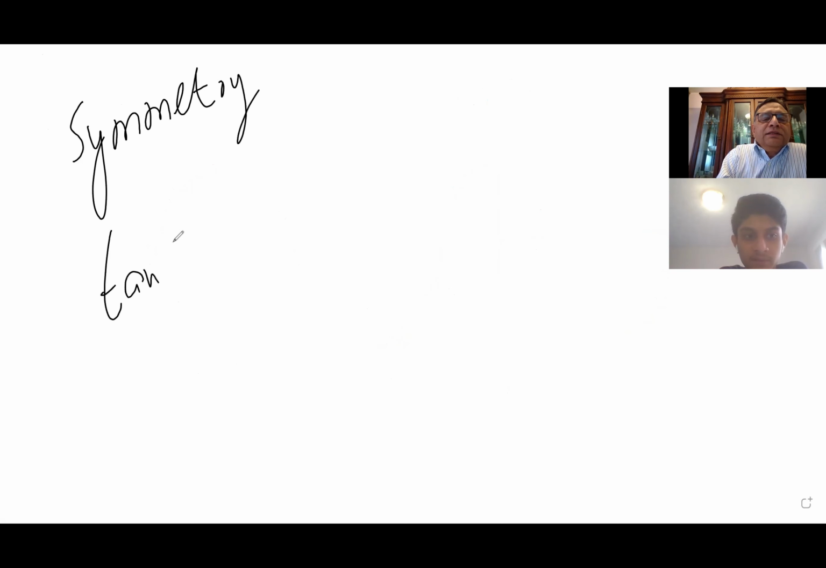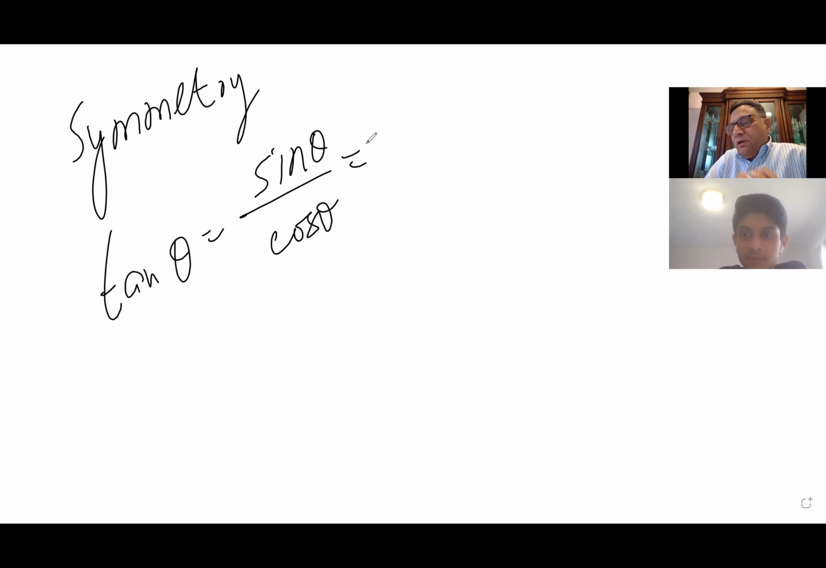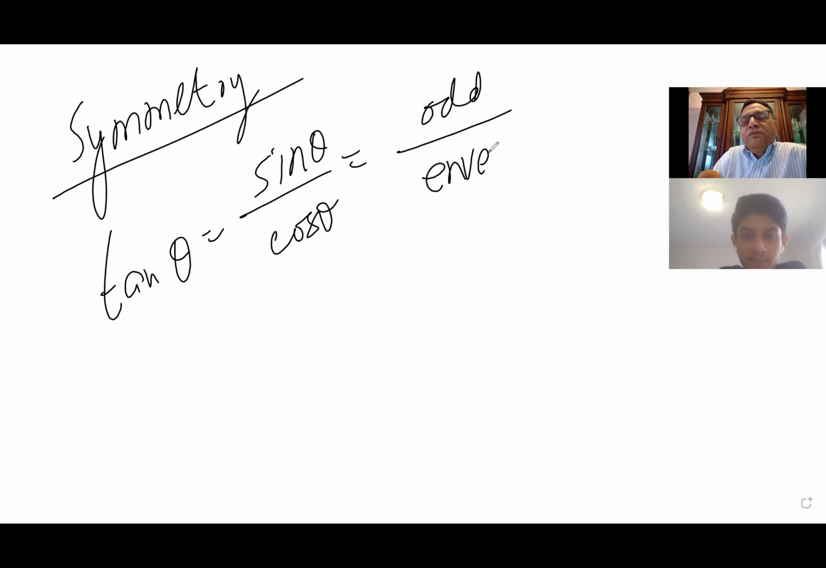Now, let's talk about the symmetry of tan. Tan theta is basically sine theta over cos theta. We are going to learn a very important formula here, which can be applied in general. As far as the symmetry goes, sine theta has odd symmetry, correct? And cosine has even symmetry. So if you divide odd with even, what do you get?